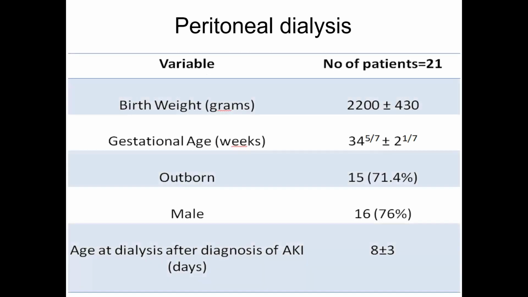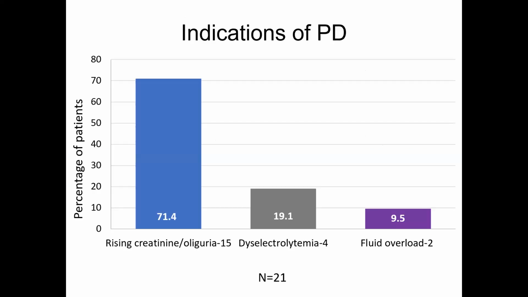32 patients had acute kidney injury. Among them, in 21 patients we did peritoneal dialysis. Birth weight was in the range of 2200 plus minus 430 gram. Gestational age was 34 plus minus 2 weeks. There were 15 outborn and 16 male. Age at dialysis after diagnosis of AKI was 8 plus minus 3 days.